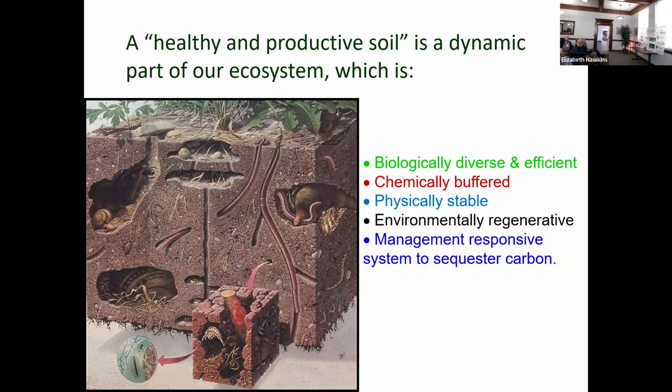As I mentioned, soil is one of them, because a healthy and productive soil is a dynamic part of our ecosystem, which is biologically diverse, as Warren and other speakers talked about, and efficient under different systems, and chemically buffered. You cannot easily change the soil characteristics, so it has buffered chemical reactions. Physically stable, that means if you keep the soil natural, it will be nice and good. Environmentally regenerative, it can regenerate by itself over time. Time is a big factor. Management responsive, that means whatever you do, it bounces back. If you do no-till, it may go in a positive way, or if you plow again and again, it may go back. So look at that. These are the characteristics. They make the soil sequester carbon or not sequester carbon.